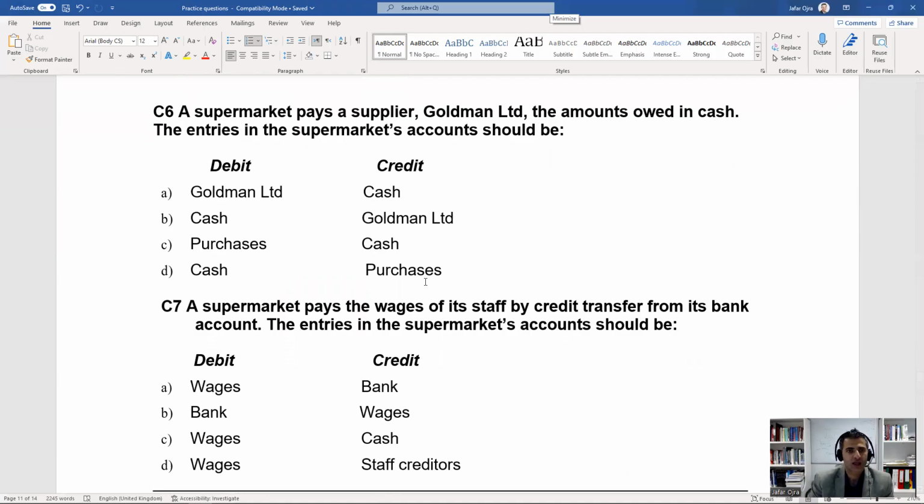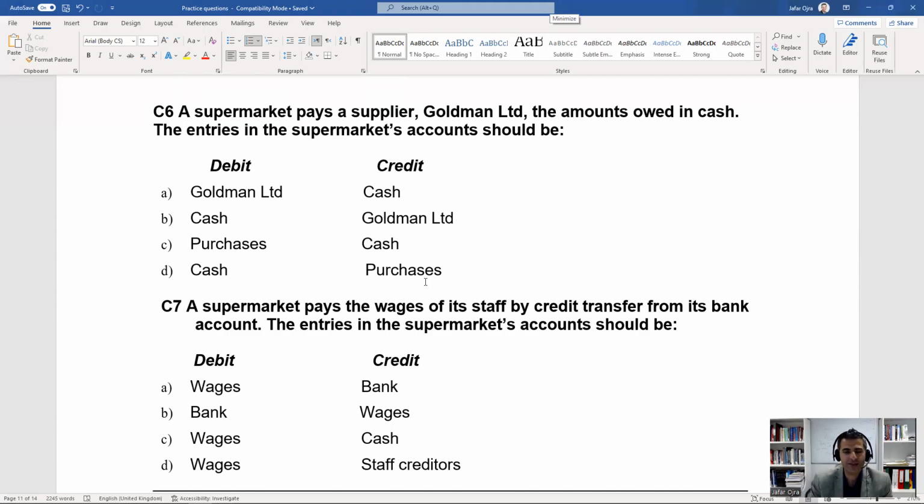C6. A supermarket pays a supplier, Goldman Limited, the amount owed in cash. Do you remember in the previous transactions that when this supermarket bought purchases from Goldman Limited on account, on credit, that's why they have a trade payable? But now what happened? This supermarket paid the supplier Goldman the amount in cash. In this case, the cash goes down, money out, credit. And the trade payable should be going down, liabilities should be going down.